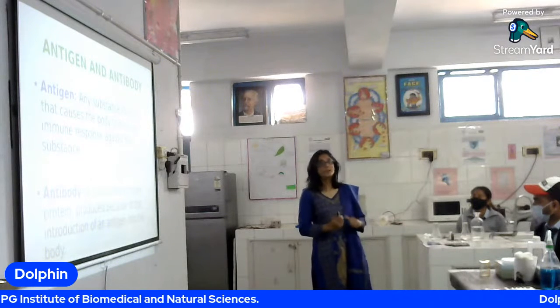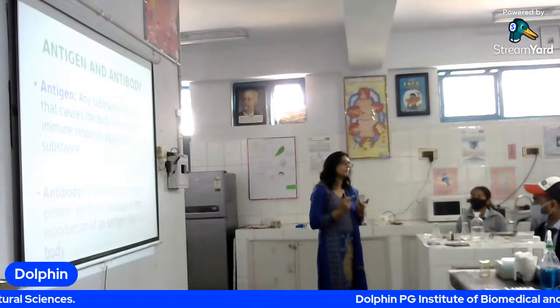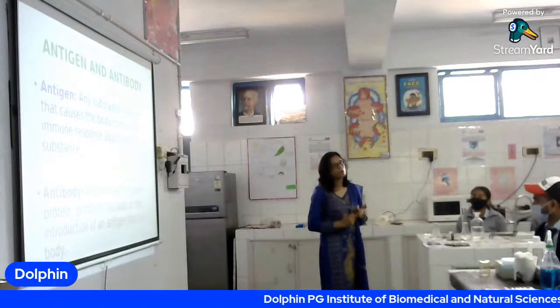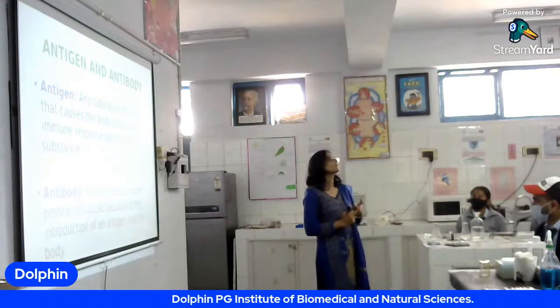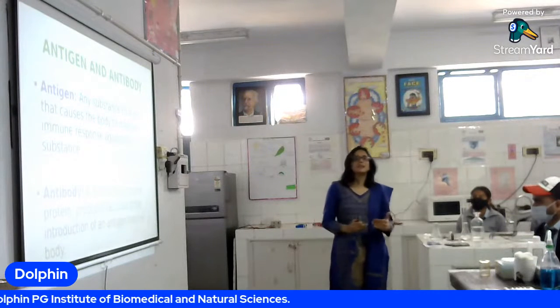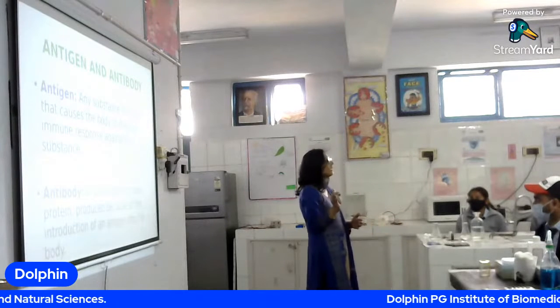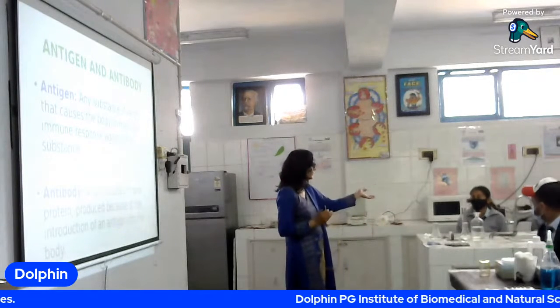So as I said, antigen can be a carbohydrate. It can be a lipid. It can be a protein. These can also be nucleic acids. Okay. And now, what is antibody? Anyone? Yes, you want to tell?